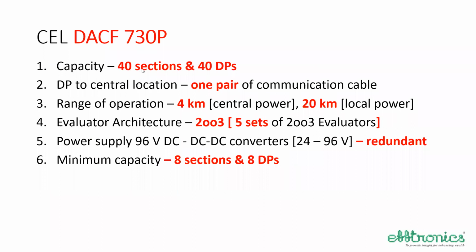And this capacity is 40 sections and 40 DPs, 40 detection points and 40 track sections. 1 pair. Range of operation, if centrally powered with only 2 conductors, is 4 kilometers. And if you want to give local power, it can be extended up to 20 kilometers. Evaluator is 2 out of 3. 2 out of 3 means both safety and availability. If one of the processors fails, the system still works. There are 5 such sets actually. That means each set processes 8 sections and 8 DPs. That means you can have a minimum capacity of 8 sections and 8 DPs also in this model.